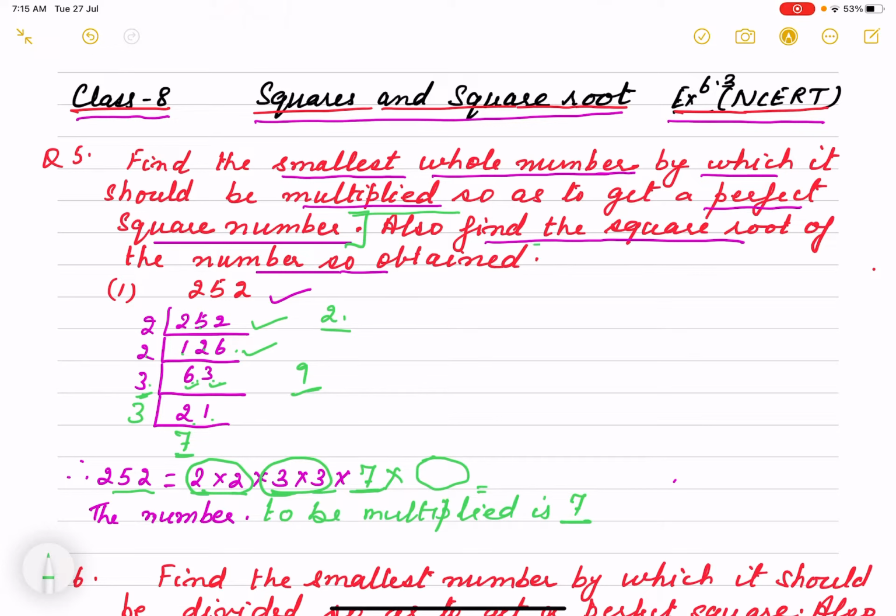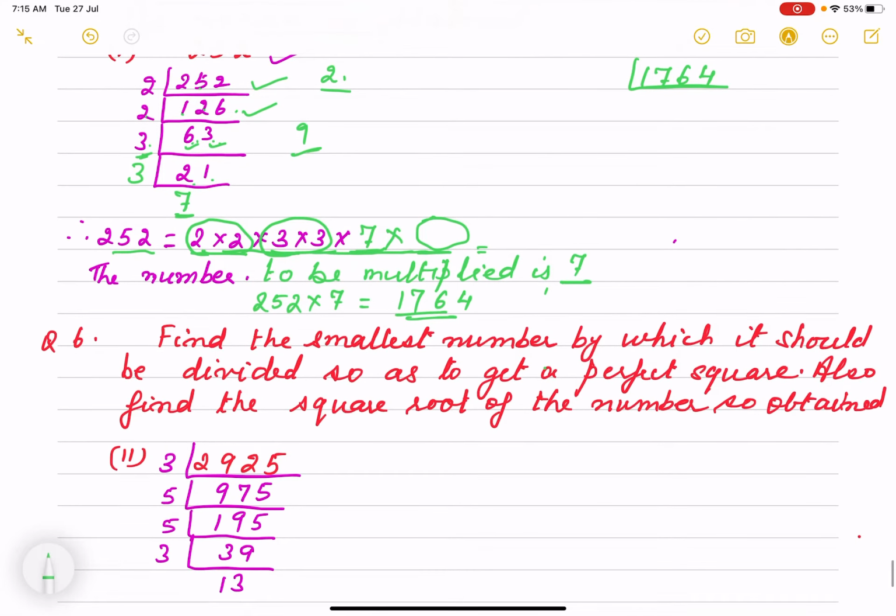Now we have to find the square root of the number. That is, the number 252 into 7 we multiply will be a perfect square. So 7 2s are 14, 1 carry over, 7 5s are 35, 6, 3 carry over, 7 2s are 14 and 17. So you have to find the square root of 1764 also. That you can easily do: it is 2 into 2 into 3 into 3 into 7 into 7. I am leaving this work for you. All even number questions of question 5 you will do.